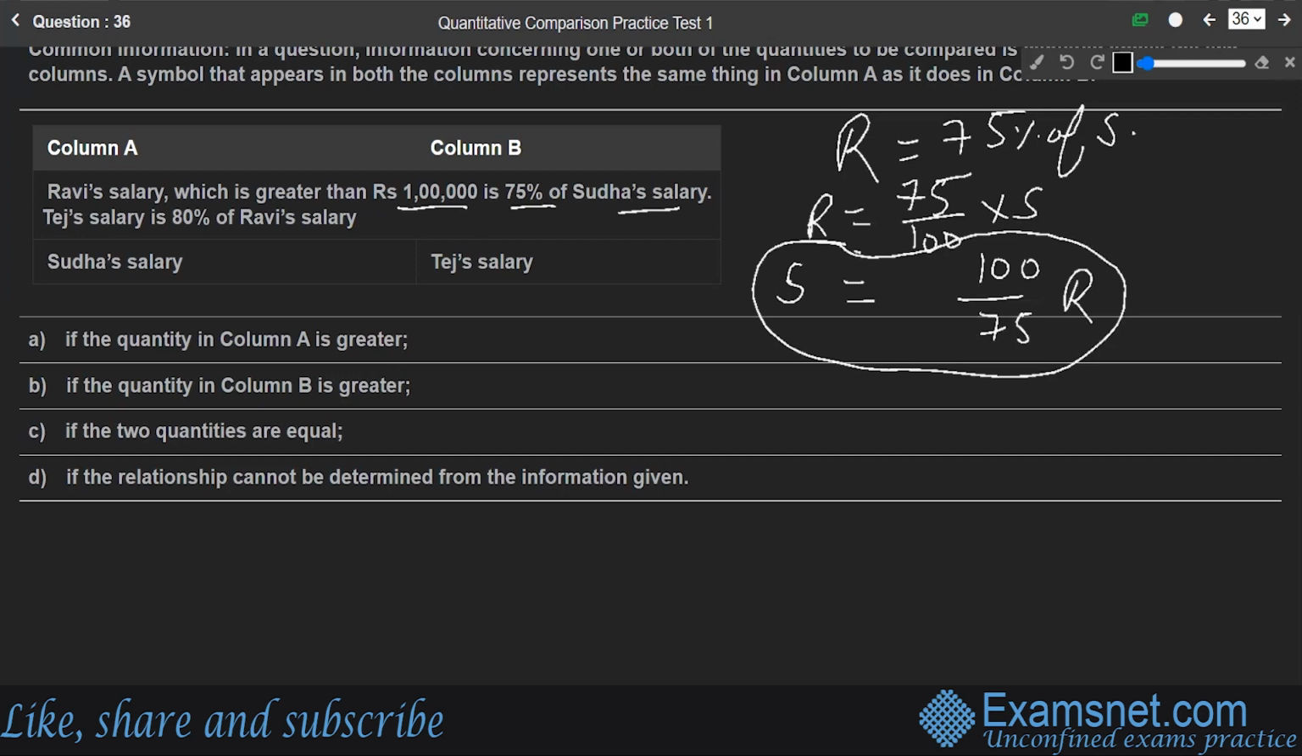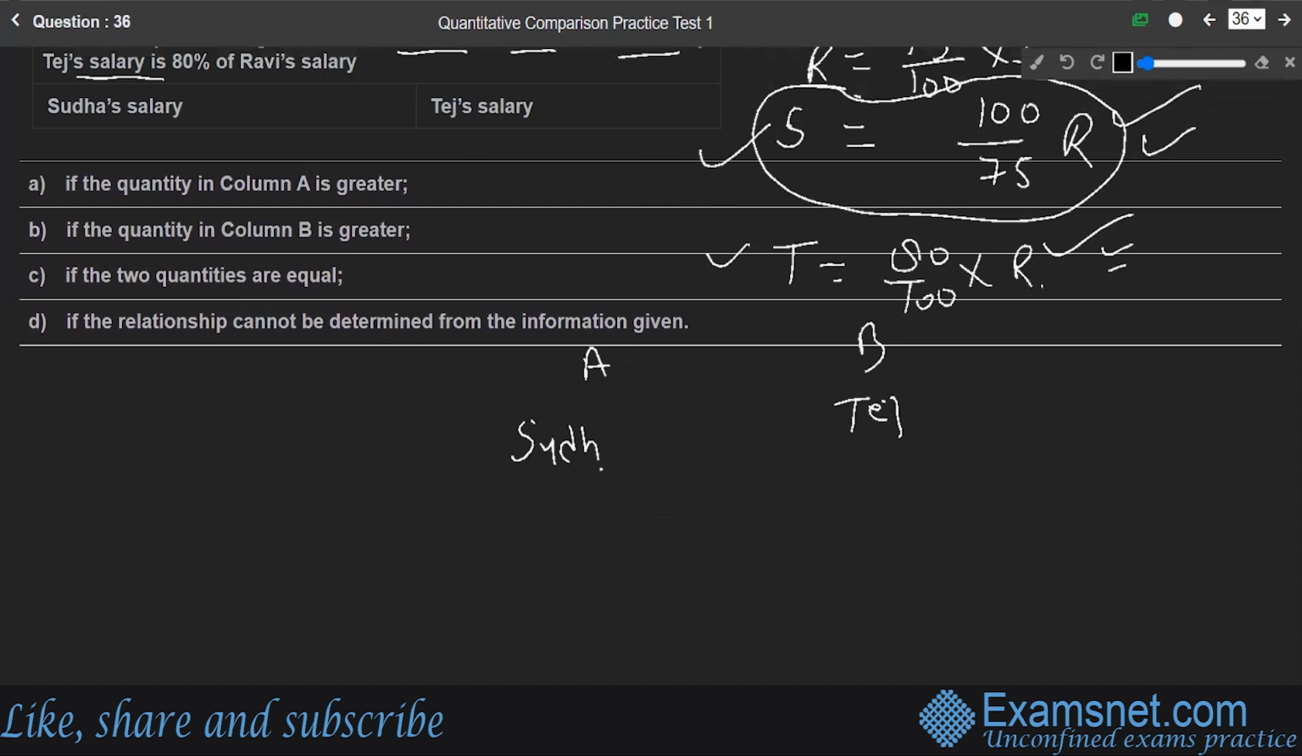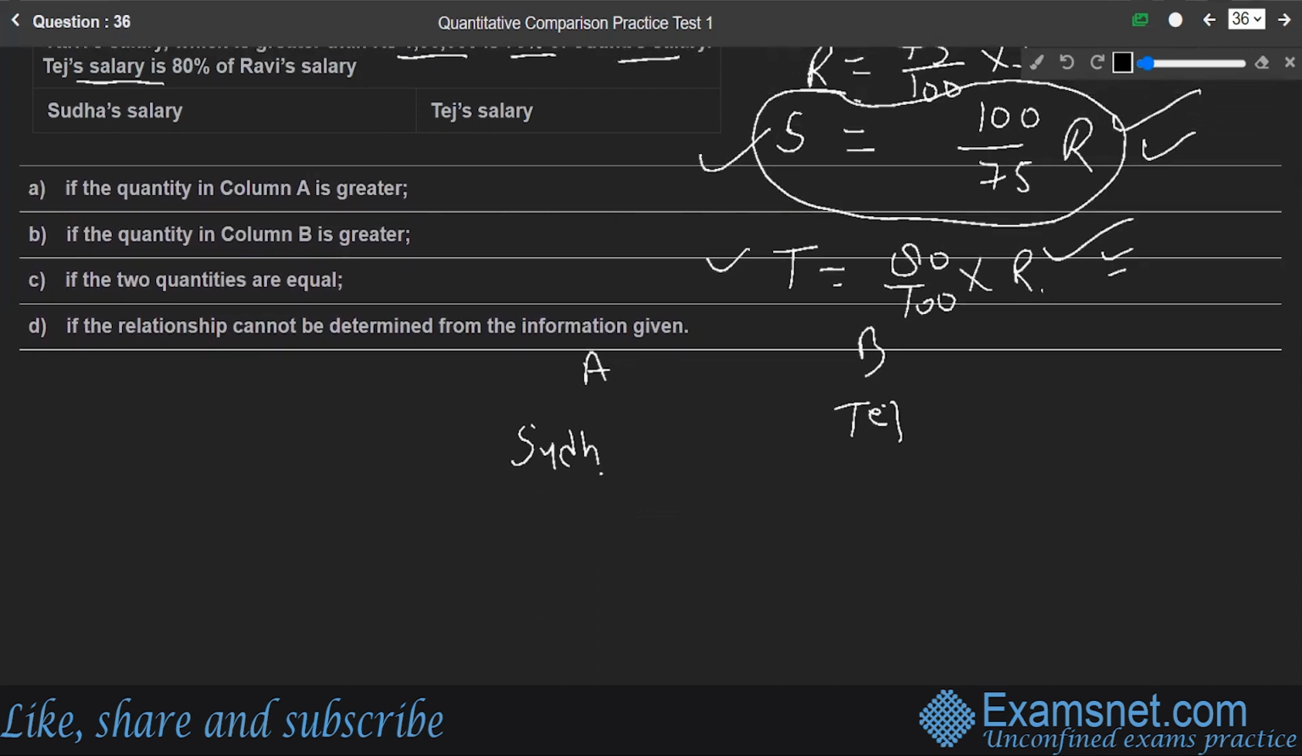Now, then they are saying Tej's salary is 80% of Ravi's salary. Tej's salary is 80 by 100 of Ravi's salary. Okay, so now we have got the salaries of Sudha and Tej both in terms of the salary of Ravi. So the things can be compared. Now the first column says Sudha's salary and the second column says Tej's salary. So clearly we are supposed to compare 100 by 75 of R and 80 by 100 of R.